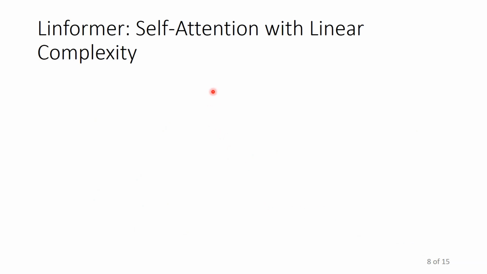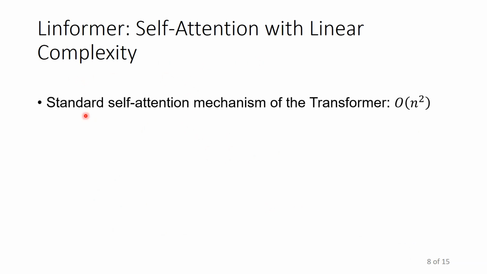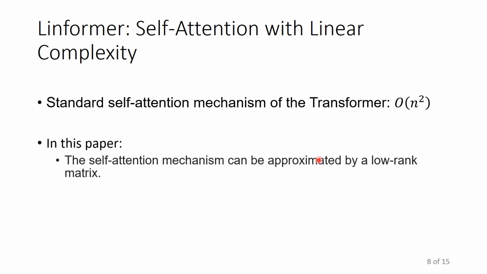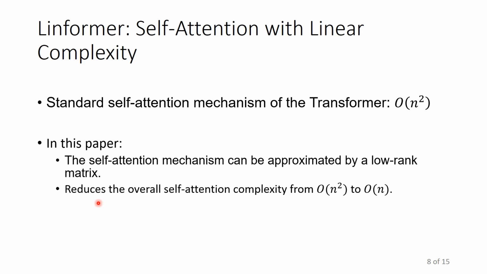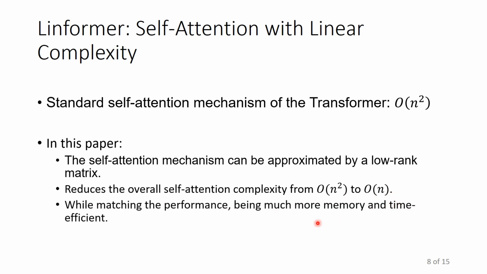So Linformer, self-attention with linear complexity. They say that the standard self-attention mechanism of the transformer is of order n squared, but in this paper, the self-attention mechanism can be approximated by a low-rank matrix, and then it reduces the overall self-attention complexity from order of n squared to order of n, and while matching the performance, it's much more memory and time efficient.